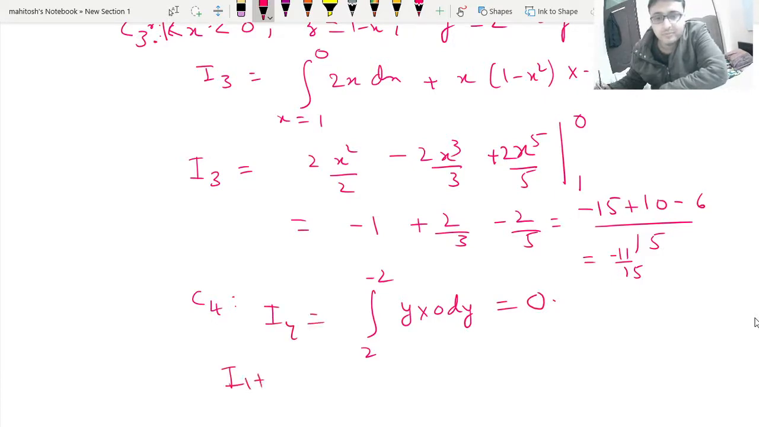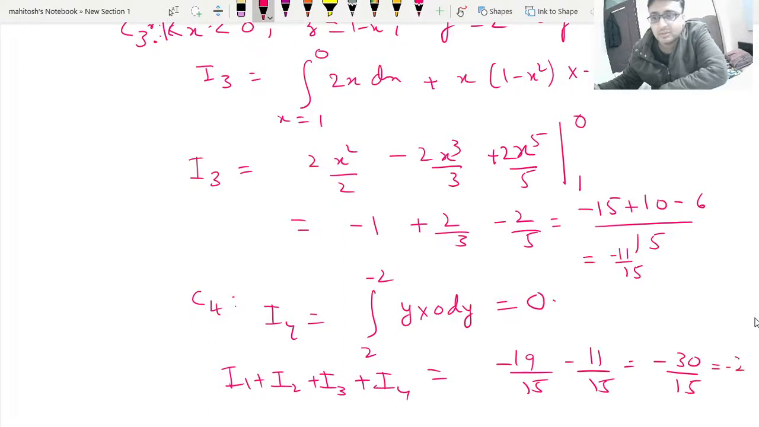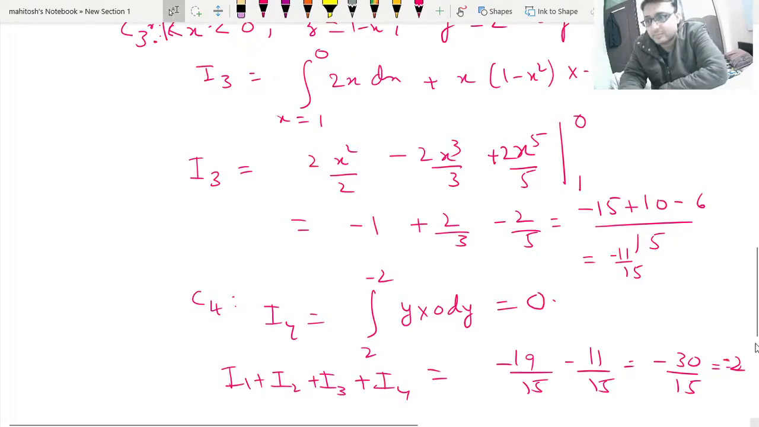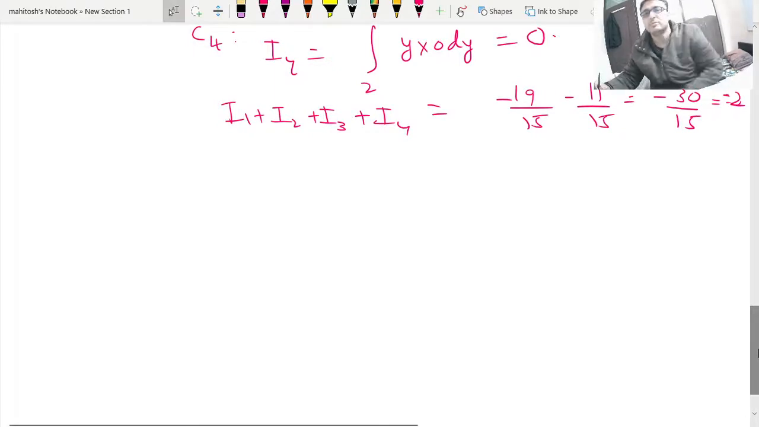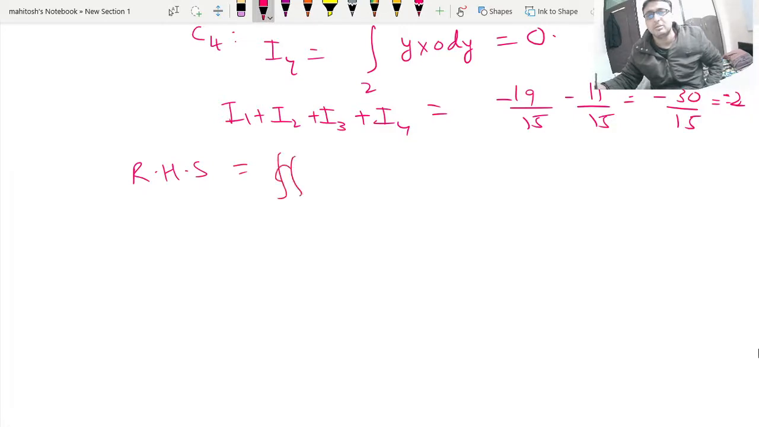So if we add all of this, we get our line integral as minus 19 by 15 minus 11 by 15. So this is your 30 by 15. This is minus 2. Now we have to verify our RHS. That is your curl of f dot n dot ds.